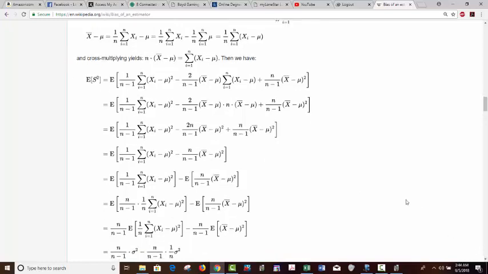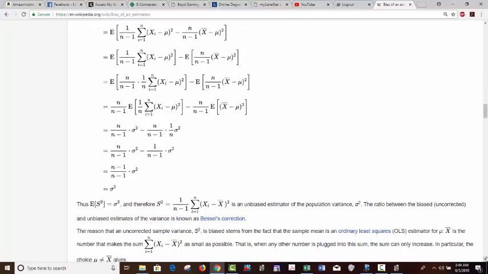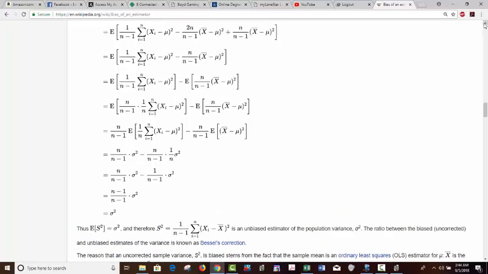The E stands for expectation, by the way, so we'll actually see that E come up in another context later. Long story short, we get to the end, and it equals sigma squared. So the expectation of S squared is sigma squared, meaning that S squared, dividing by n-1, is considered an unbiased estimator of the population variance. So the n-1 needs to be there to eliminate any bias in your estimating. That looks like a lot of fun, doesn't it?